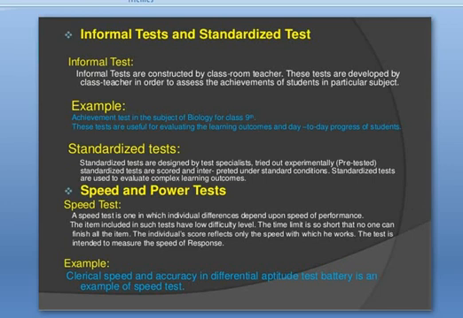Next is informal test and standardized test. Informal tests are constructed by the classroom teacher. These tests are developed by a class teacher in order to assess the achievement of students in a particular subject. Example, achievement test in the subject of biology for class 9th and for class 11th. These tests are useful for evaluating the learning outcome and day-to-day progress of students.